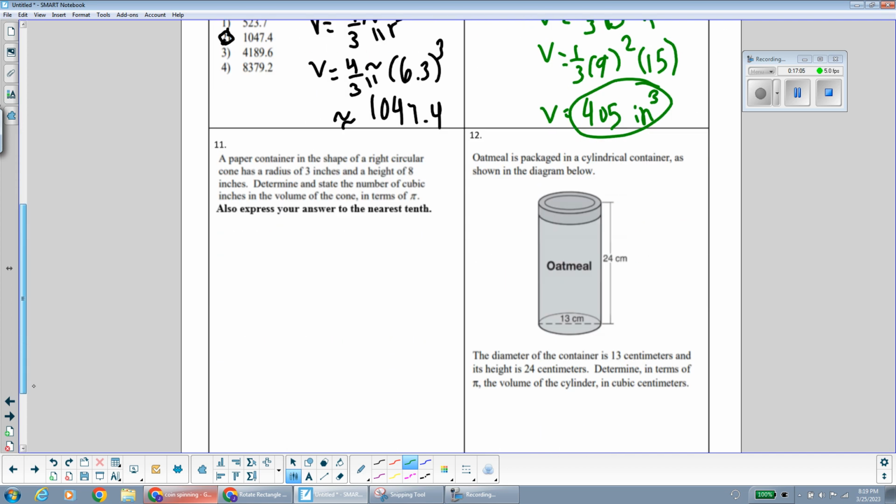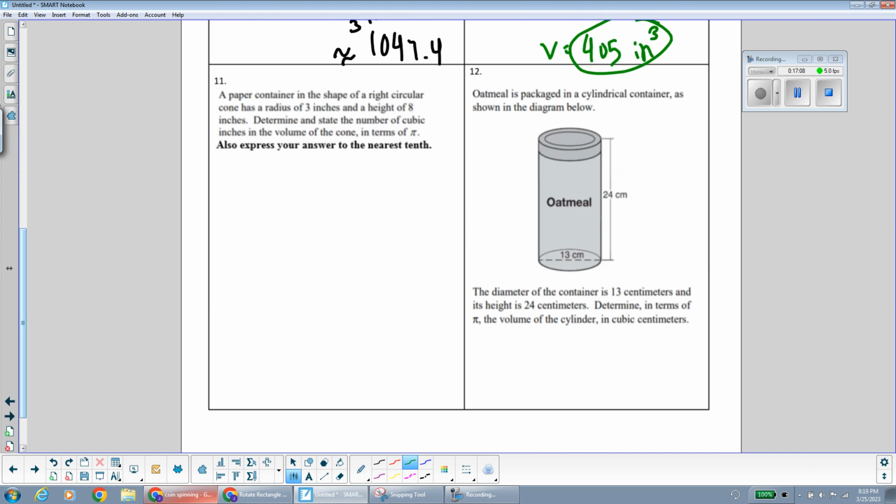Okay, moving on to number 11. We have a paper container in the shape of a right circular cone. So I'm going to be using my cone formula, which is 1/3 pi r squared times height. The radius is given as 3 inches, and the height is given as 8 inches. It says to express our answer in 2 ways, in terms of pi and also to the nearest tenth.